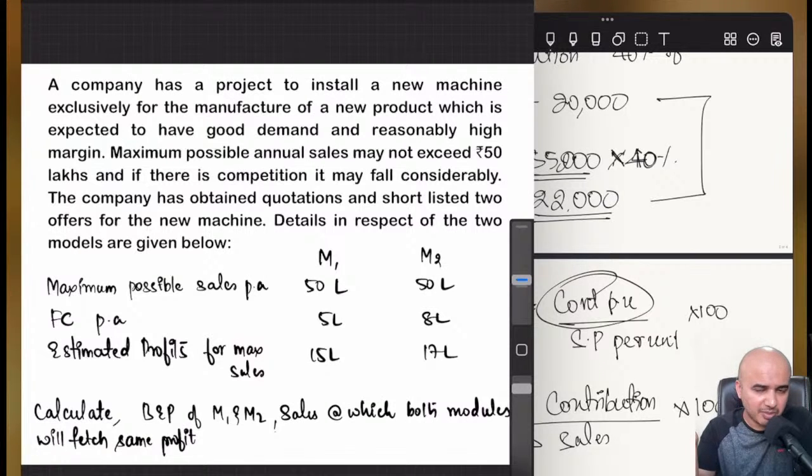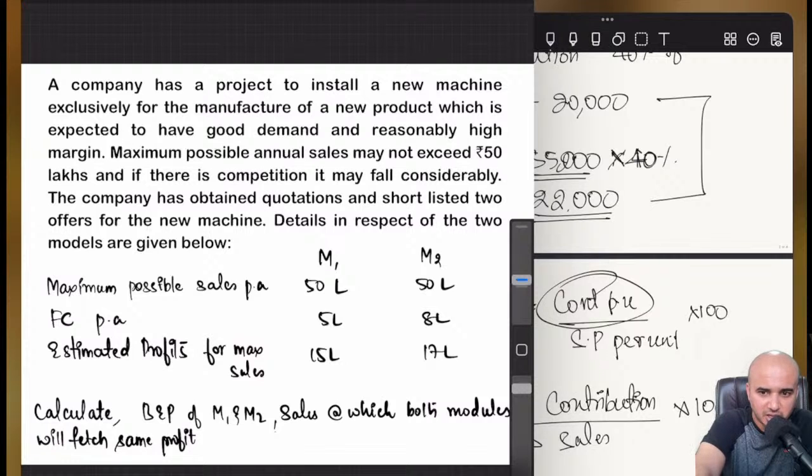Fine. The company has obtained quotations and shortlisted 2 offers for the new machine. Okay. Details in respect of the 2 models are given below. Okay, we have 2 models. Between the 2 we have to choose one. In both the cases the maximum sales is anyway 50, because they say it can't exceed 50, but it may fall down considerably if there is competition. That's fine. But the difference starts with the fixed cost itself. In case of machine 1, the fixed cost is 5 lakhs, whereas in case of machine 2, the fixed cost per annum would be 8 lakhs.